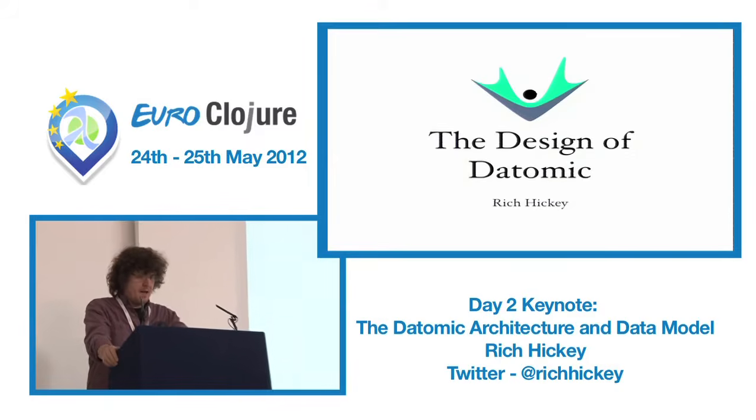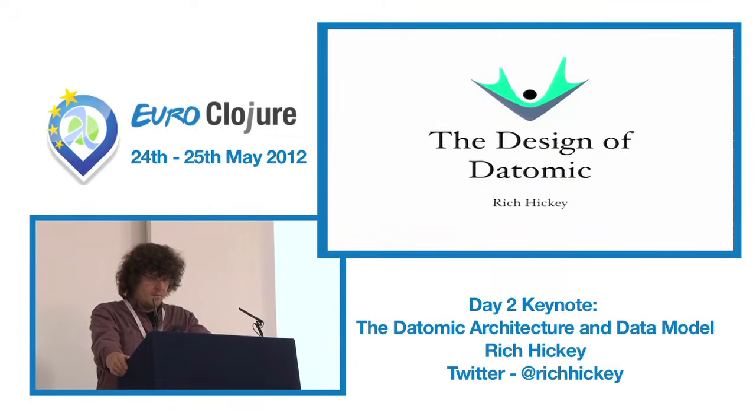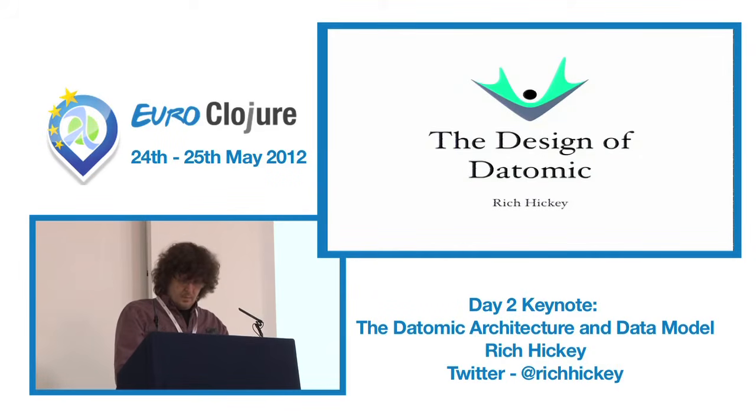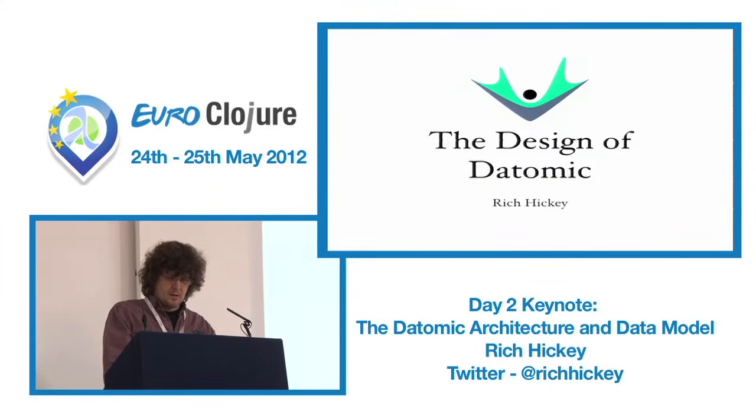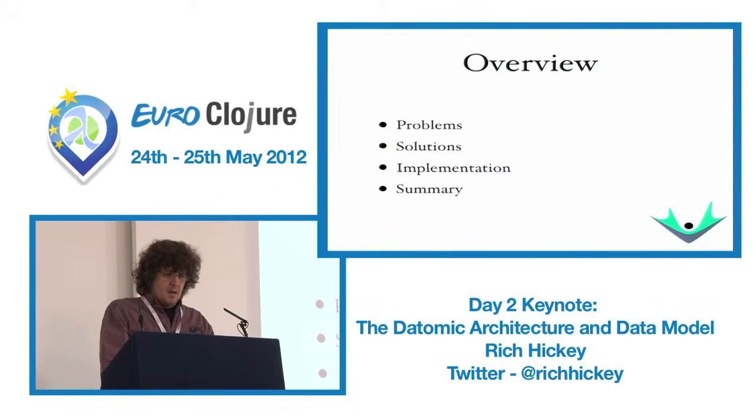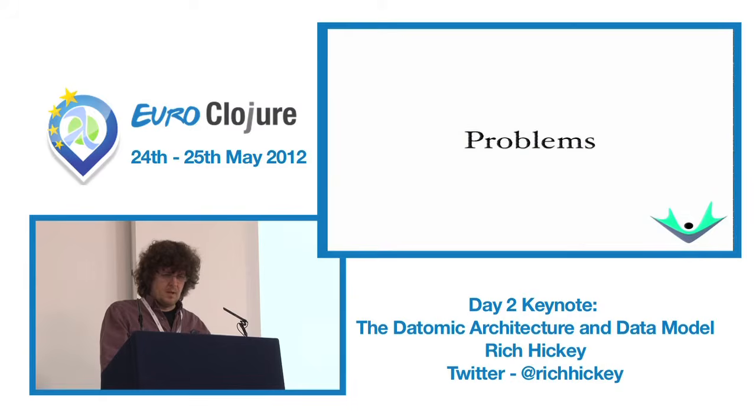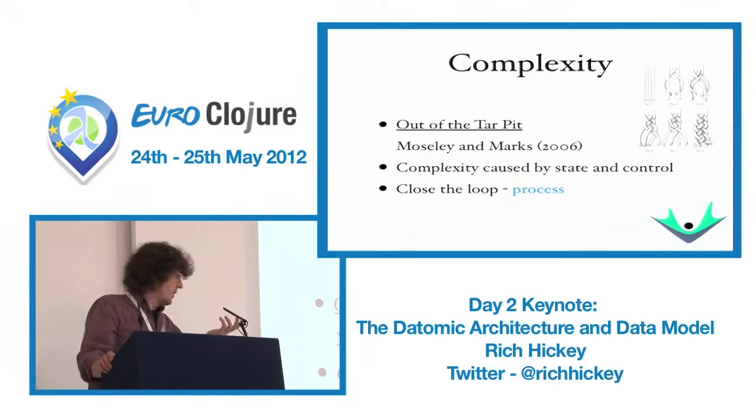And I'm here to talk right now about what I've been doing in Clojure, and my second talk will be about the reducers library. So what I've been building with Stu and others is Datomic, and I want to give you an overview of what it's about, why we made it, what problems I was trying to solve, what my answers to those problems were, and a little bit about our implementation of that in Clojure, and a brief summary. So the problems Clojure and Datomic together are trying to solve: the big problem, which is complexity.